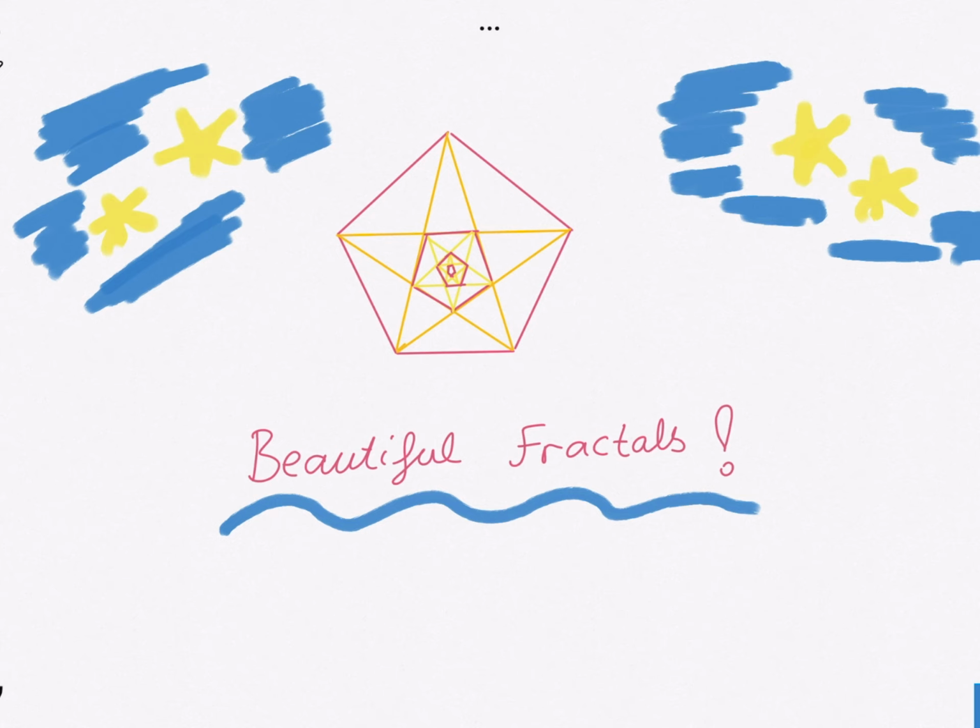In this amazing fractal, there are many stars, each inside a new and smaller pentagon. But no matter how much we zoom in, we see the same view of infinitely many stars.